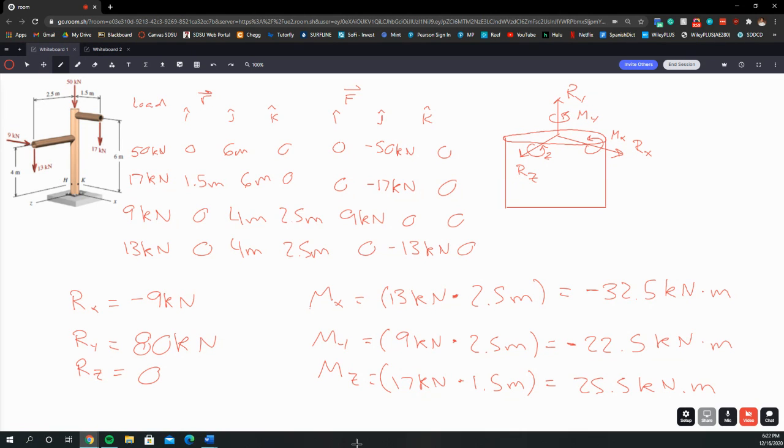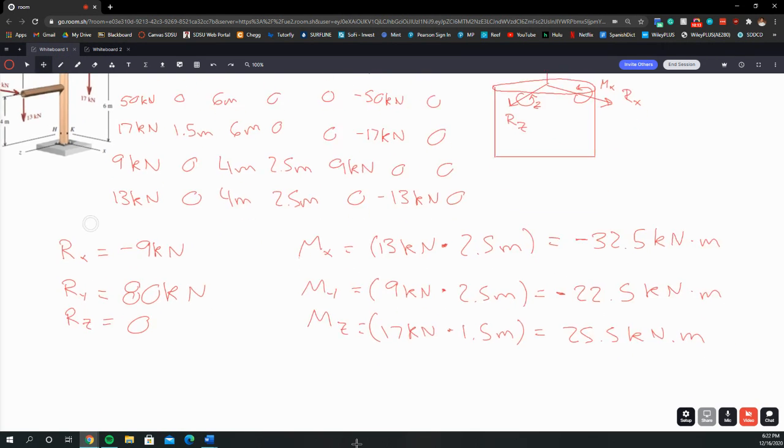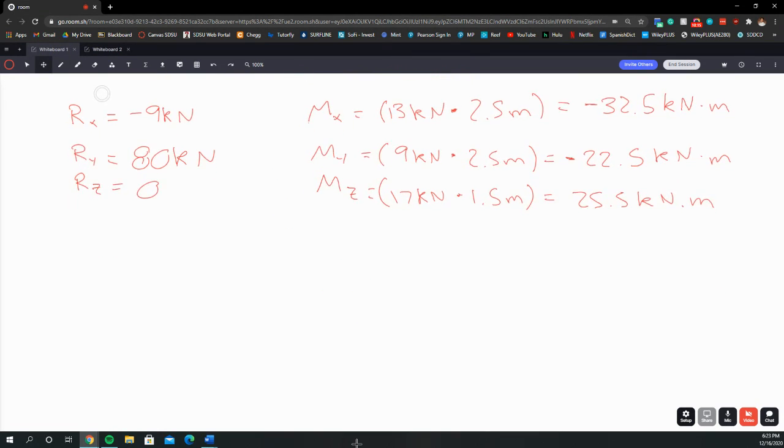So now that we have all of our reactions, we can use these to determine the normal stress and shear stress due to all of them, and then by superposition we can add them up together. And that will give us the total normal and shear stress at H.